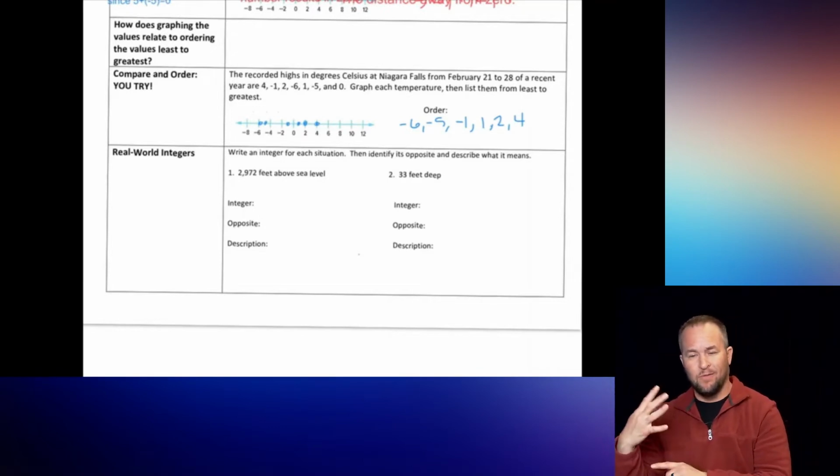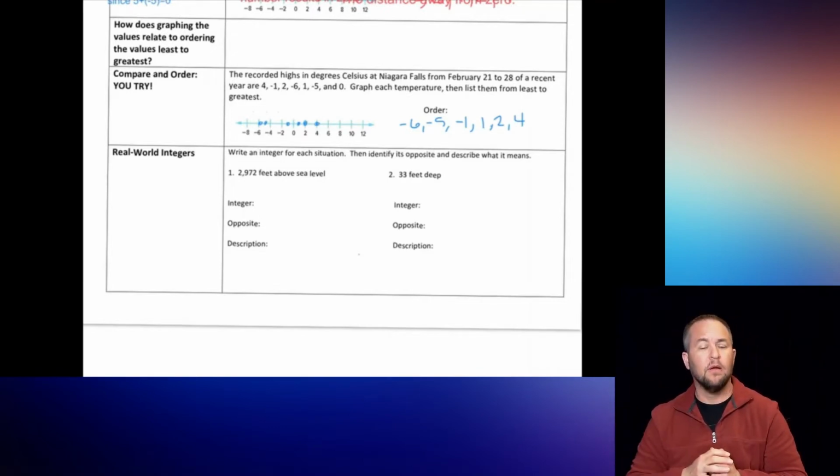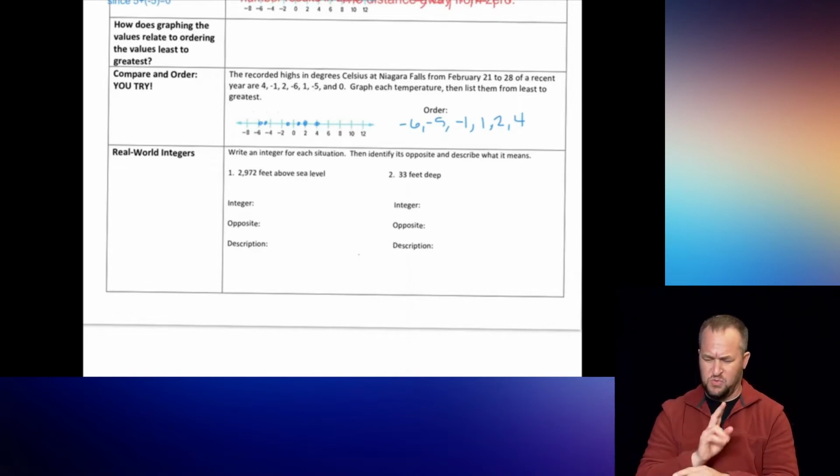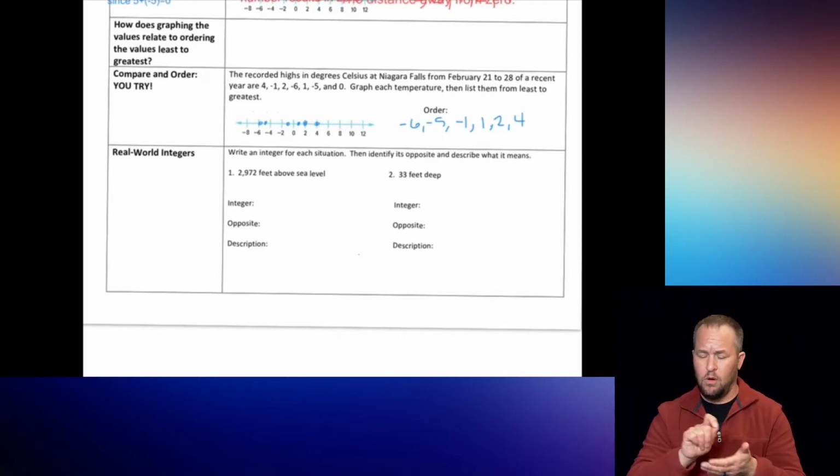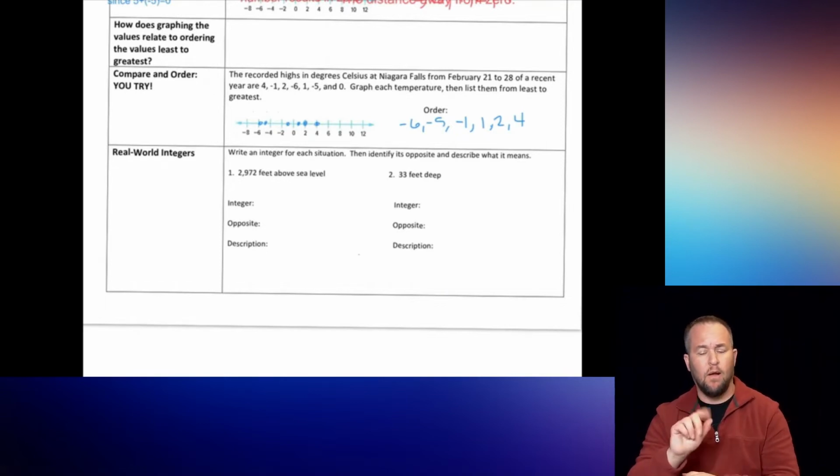So now we want to look at how this relates to real world things. How would we use this? So if we're looking here at number 1, what we're supposed to do is write an integer for each situation, then identify its opposite or its additive inverse, and describe its meaning.